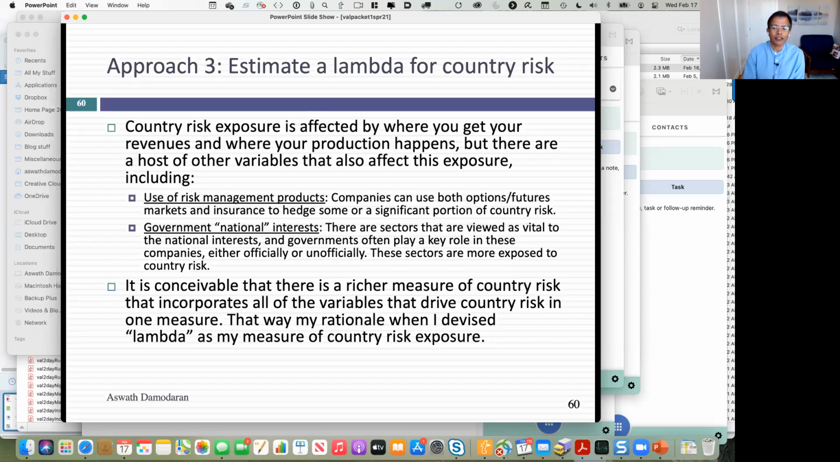But I'm saying be flexible. Think of ways of bringing in operating risk. Any questions on estimating equity risk premium for a company?